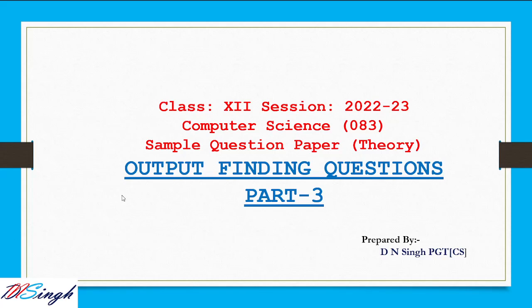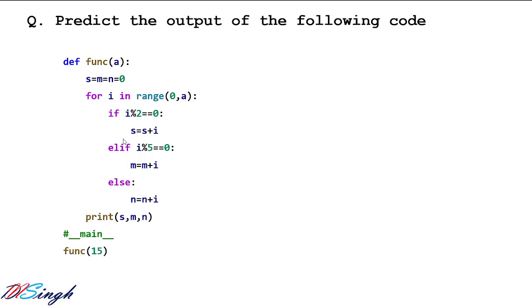Hello friends, this is the third part of output finding questions. In this video, we are going to discuss some more questions, how to get the output or how to dry run the code provided. So let us see, this is our question and the code is given, and that is a 2-mark question under section B of your sample question paper provided by CBSE.